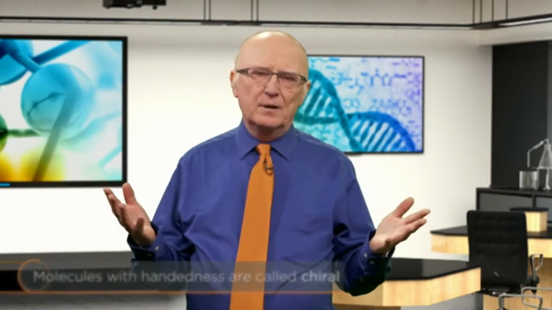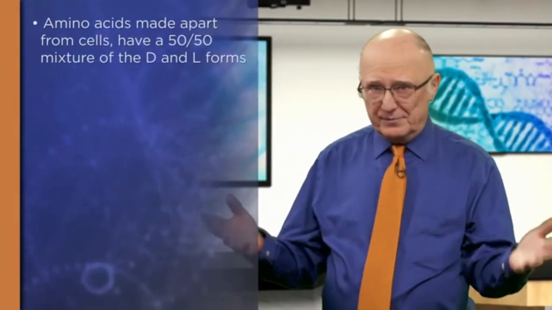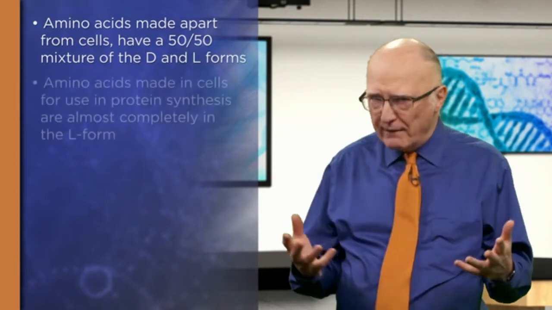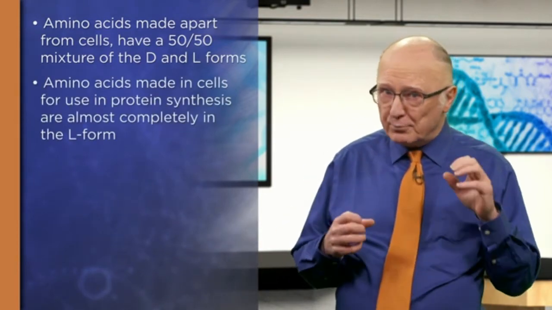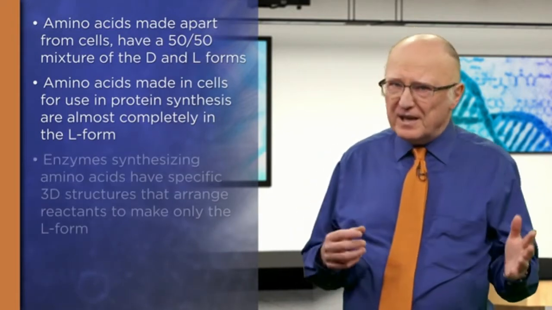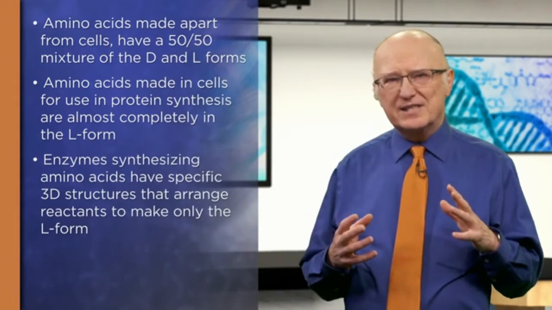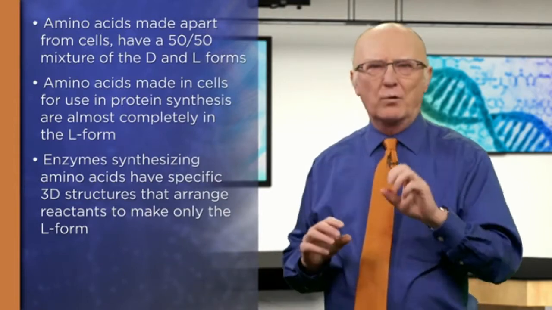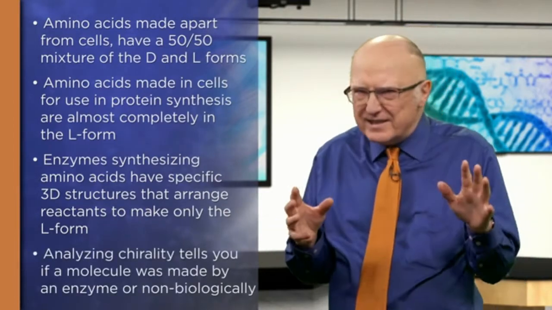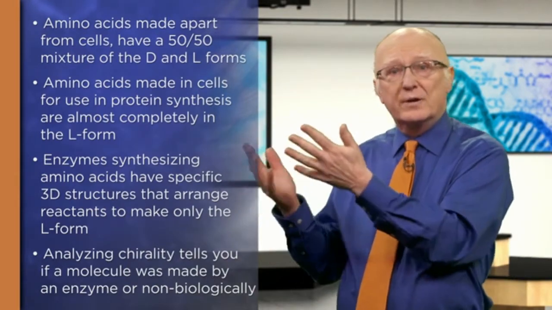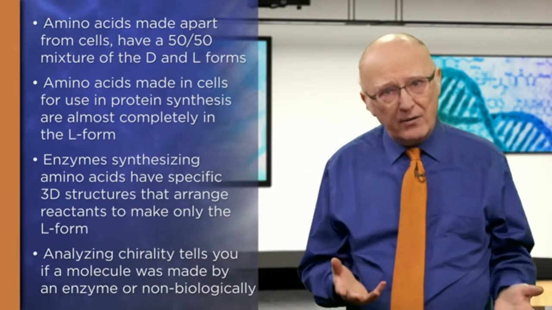Why does this matter? Well, it turns out that all chiral compounds, like amino acids, when made apart from cells, have a 50-50 mixture of the D and L forms. However, amino acids made in cells for use in protein synthesis are almost completely in the L form. This is because the enzymes synthesizing these amino acids have specific 3D structures, which arrange reactants such that only one form can be made. We can tell if a mixture of molecules was made by an enzyme or by non-biological chemistry simply by analyzing its chirality.